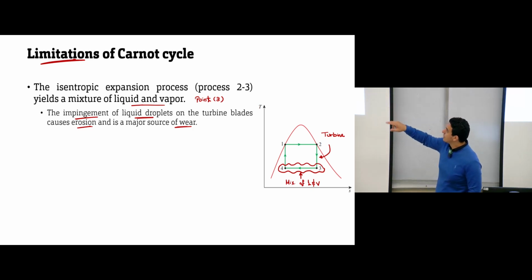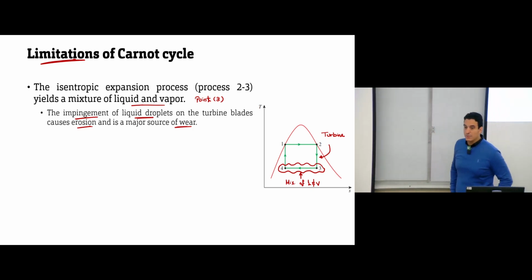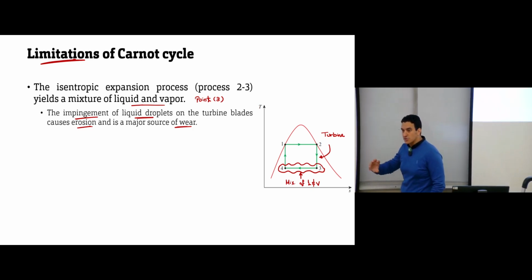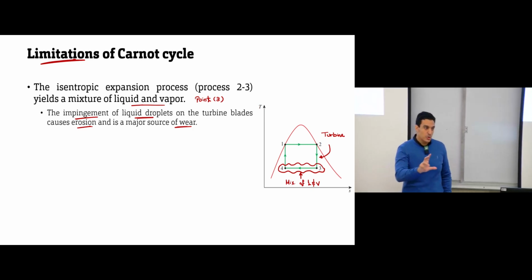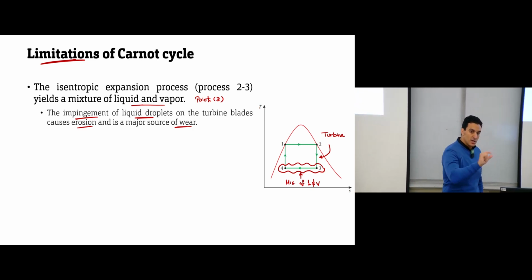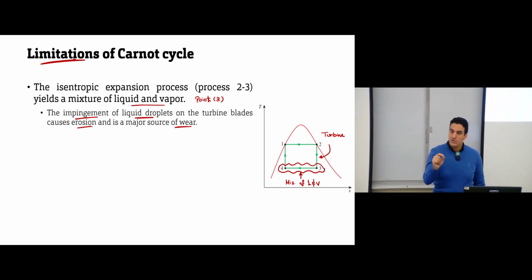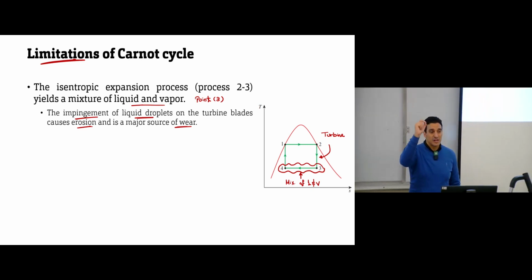So process 2 to 3 happens in the turbine, and this process yields a mixture of liquid and vapor. The problem is that liquid droplets go into the turbine, impinge or hit the plates of the turbine, and can destroy it. Okay, so this is one problem that we can have in the Carnot cycle. That makes it, in real life, very hard to have a turbine handling these two phases.